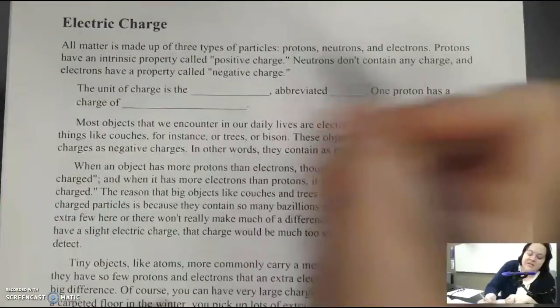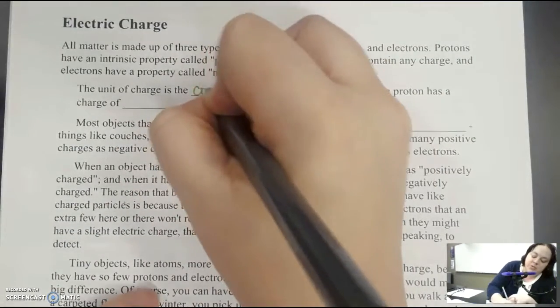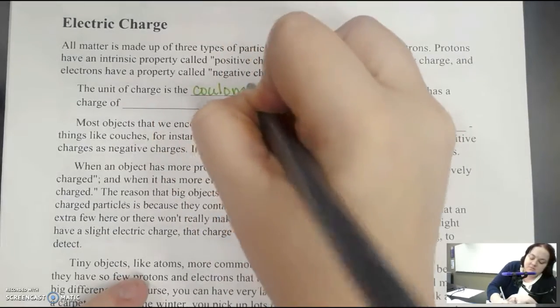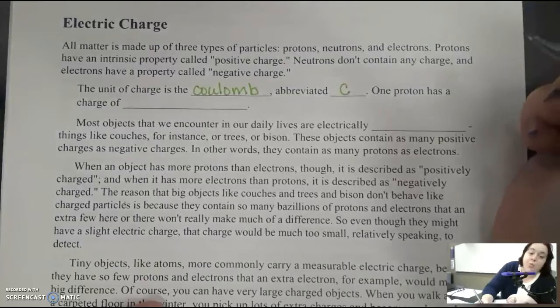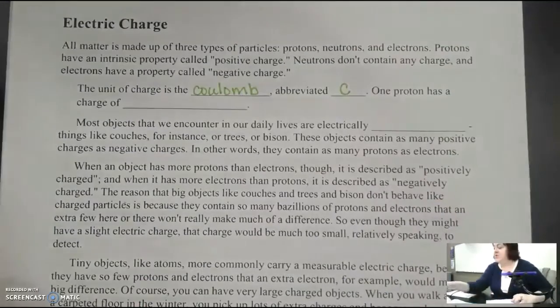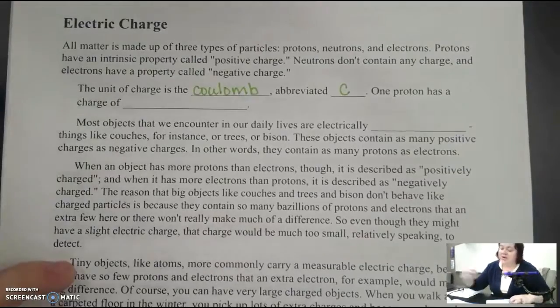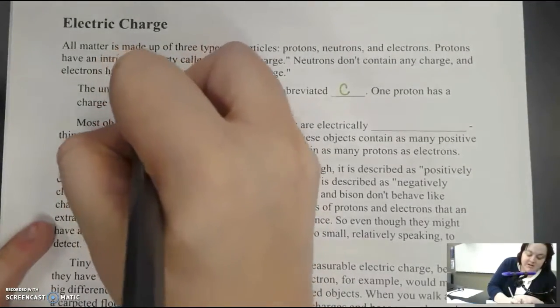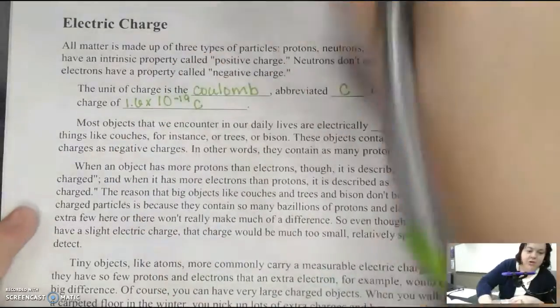We've already written this, but we're going to write it again so that you'll remember. The unit of charge is the coulomb, which is abbreviated C. One proton, this is important. I told you that a coulomb was a lot of charge. One proton has a charge of 1.6 times 10 to the negative 19th coulombs.